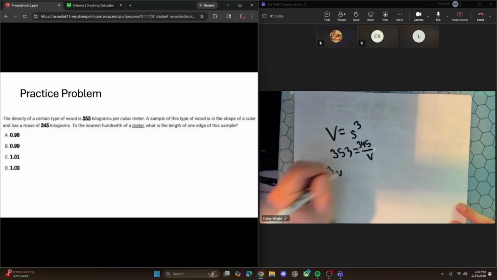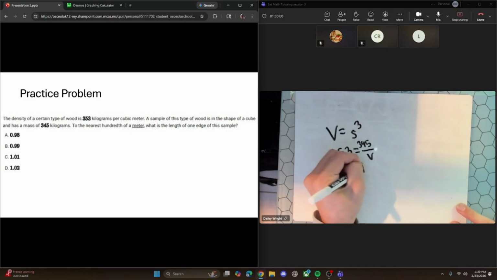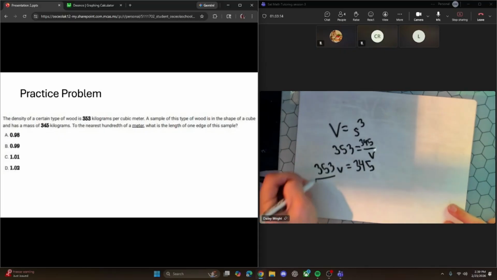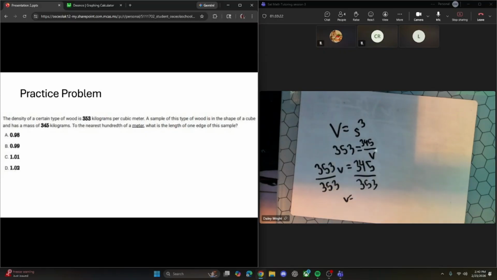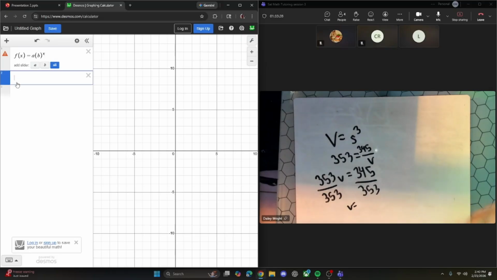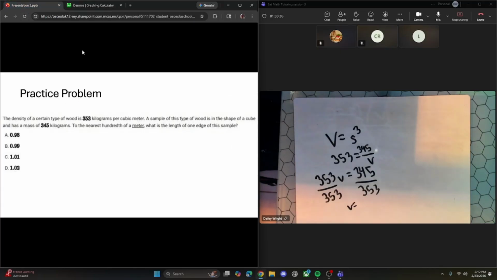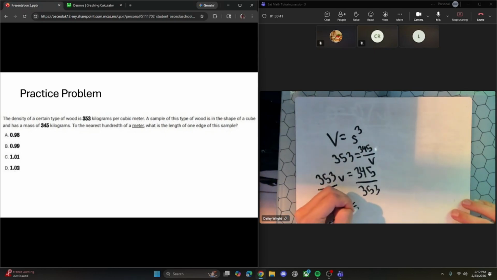353V equals 345, and then you would divide by 353. So volume equals 345 over 353. So this gives you 0.977. Keep that in Desmos, because your volume equals 0.977.